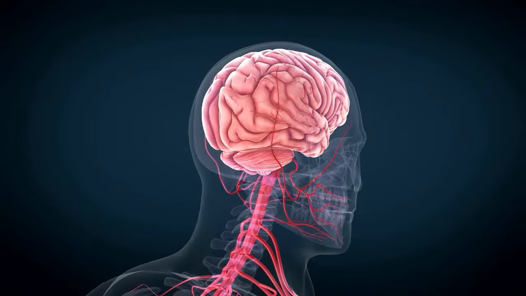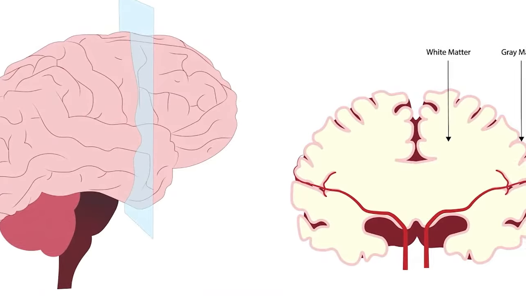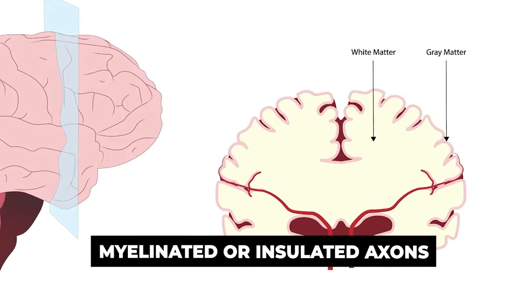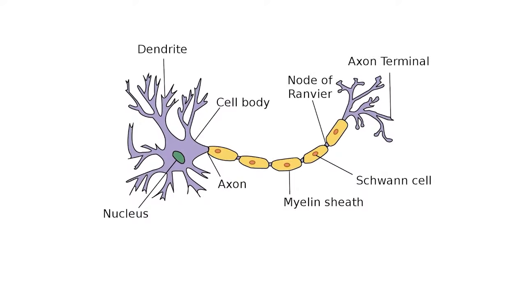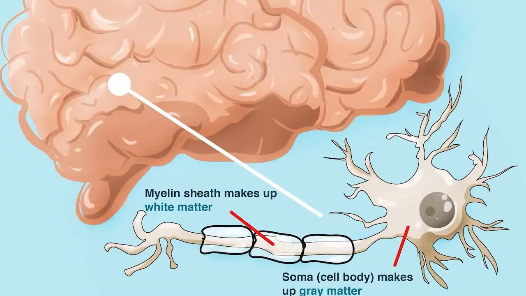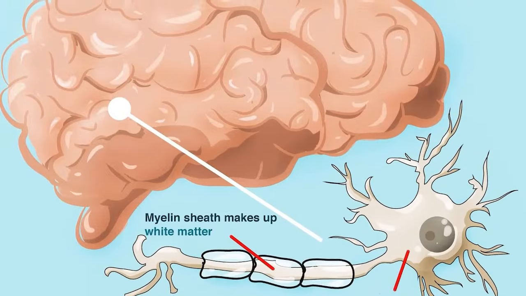The thickness and structure of the cerebral cortex can vary across individuals and has been associated with various cognitive abilities and personality traits. White matter. Located beneath the cerebral cortex, white matter is made up of myelinated or insulated axons, which are nerve fibers that connect different parts of the brain to each other. The myelin gives this region its white appearance and helps accelerate the transmission of signals between neurons.